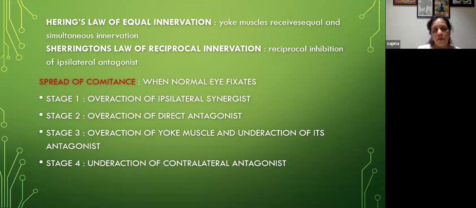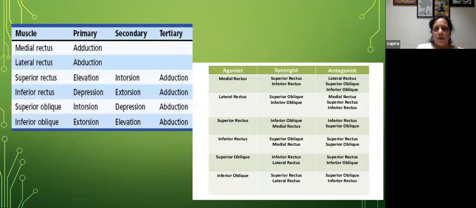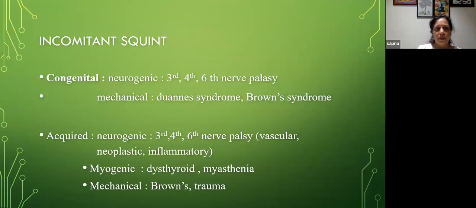This is very important when we are doing the Hess charting, because we don't know at what stage of diplopia the patient has come to us, and what is going on in the deviation at presentation. For that, we need to know the spread of comitants. So these are the yoke muscles. If this is a superior rectus, this is the yoke muscle of the superior rectus. For this one, again, these two are the yoke muscles. So we only need to know what the yoke muscles are in the paralytic squint. This again is the yoke muscles.